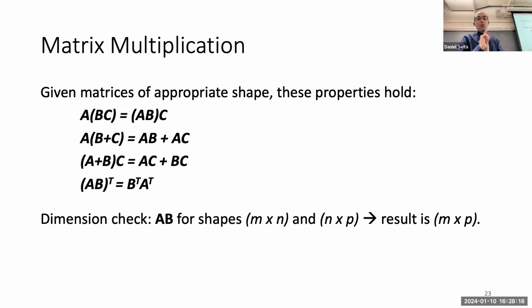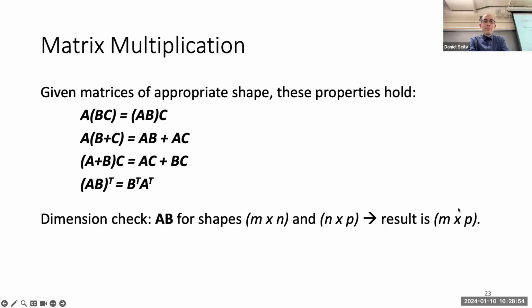Now the dimension check. Every time, especially when you're dealing with software that does matrix multiplication, I highly recommend printing the shapes of the matrices. For this to work, for matrices m by n and n by p, we need this number and this number to be the same. The number of columns of the first must equal the number of rows of the second. And when we do this, we result in an m by p matrix.